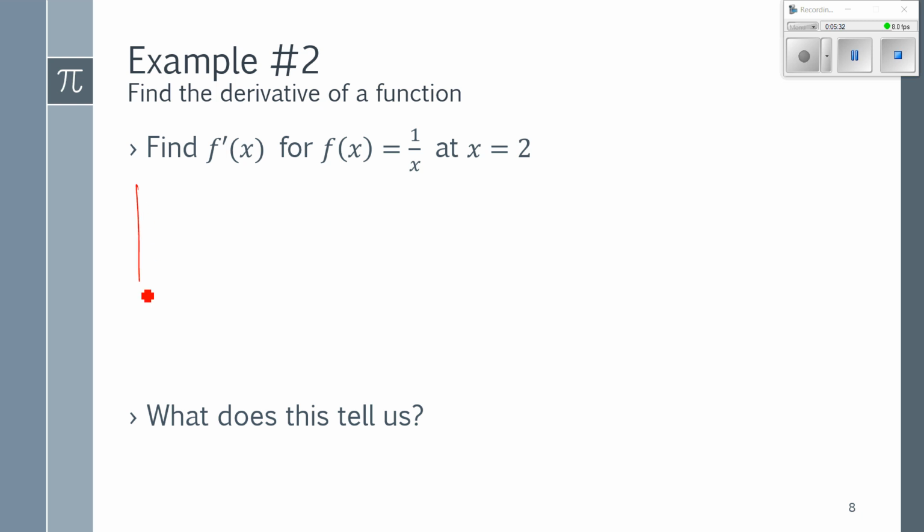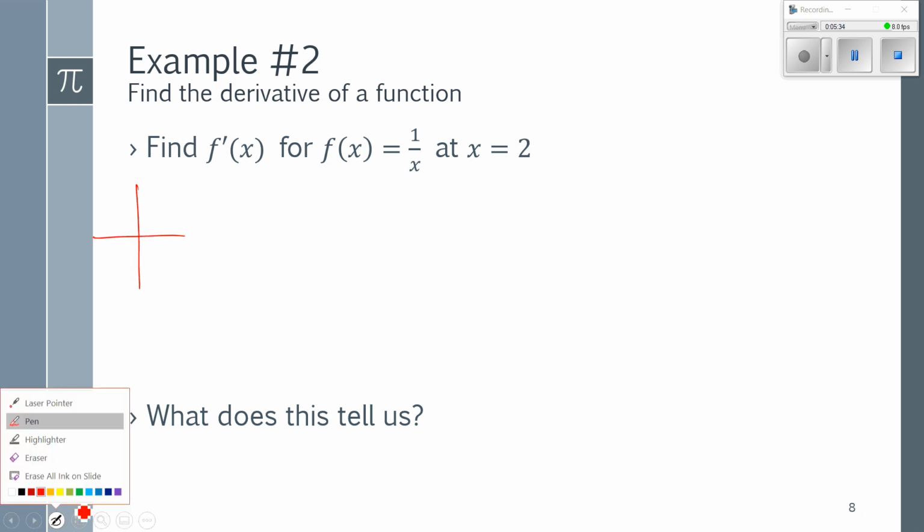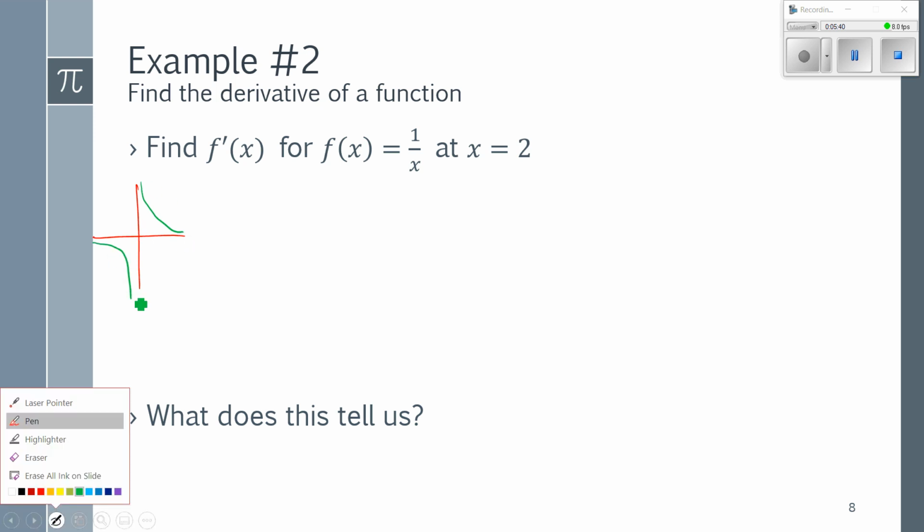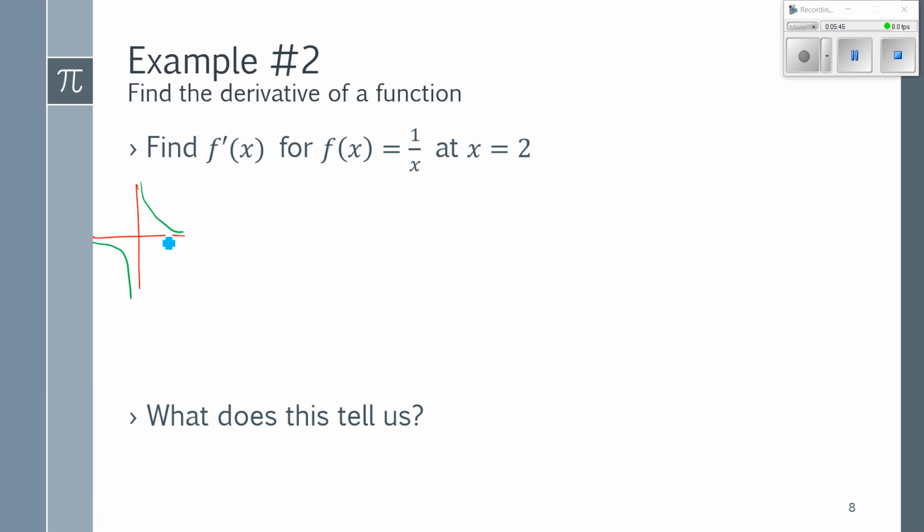So again, if I sketch this, 1 over x looks like this. It has a vertical asymptote at x equals 0 and a horizontal asymptote at y equals 0. And if this is 2, I have the point (2, 1/2).